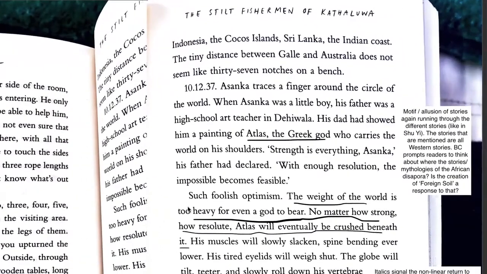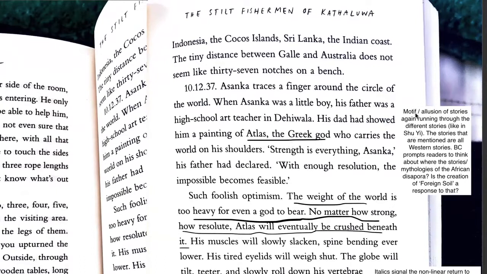All right, but there's a picture of a map on the wall. And here we get one of a couple of references to his father, but it's always in terms of a past memory. His father was a high school art teacher. His dad showed him a painting of Atlas, the Greek god who carries the world on his shoulders.